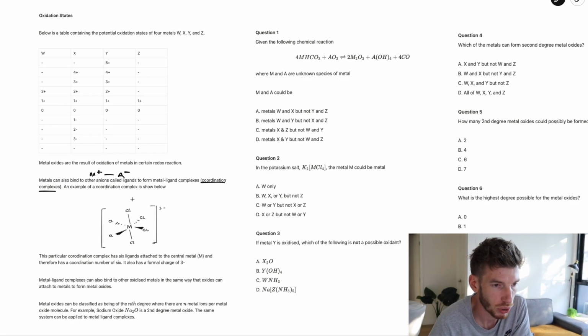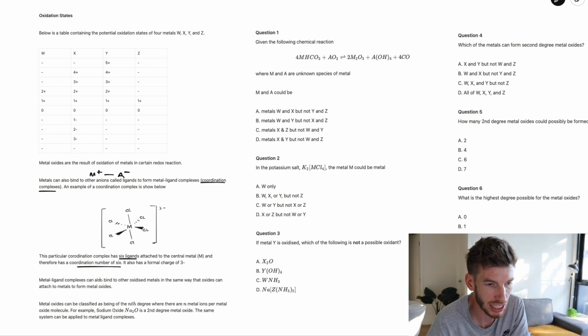An example of a coordination complex is shown below. We can see a metal with 6 chlorides attached to it. It says this particular coordination complex has 6 ligands. Now we're getting a better sense of what ligands means, attached to the central metal M, and therefore has a coordination number of 6. So now we're getting into more technical terms. Coordination number is technically just equal to the number of ligands, or if you wanted to use non-chemistry terms, the number of attachments, basically.